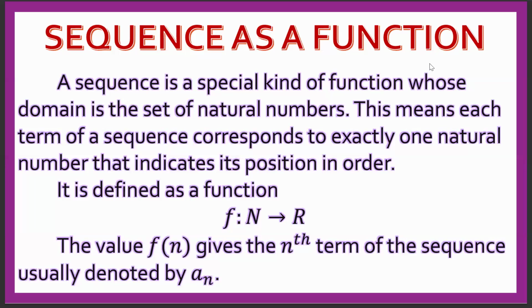The value f(n), what is the value of f(n)? That belongs to the codomain. That is, if f from N to S is defined, then f(n) will be an element of S or R. And f(n) gives the nth term of the sequence, usually denoted by a subscript n, a_n. Here the suffix is there, not just a n. It is the serial number of the natural number n corresponding to the object a.